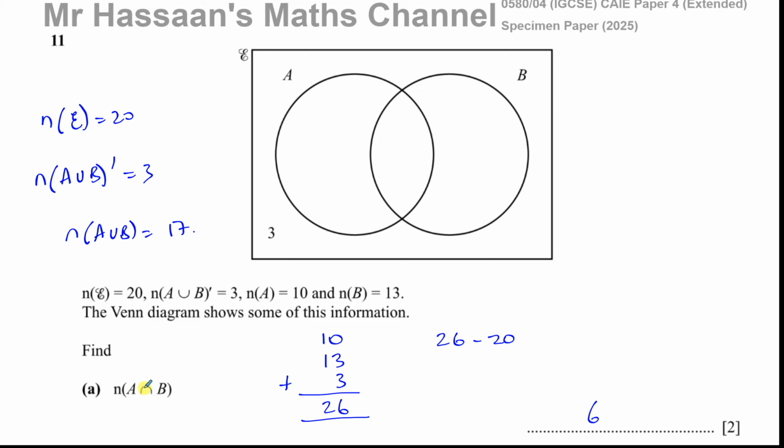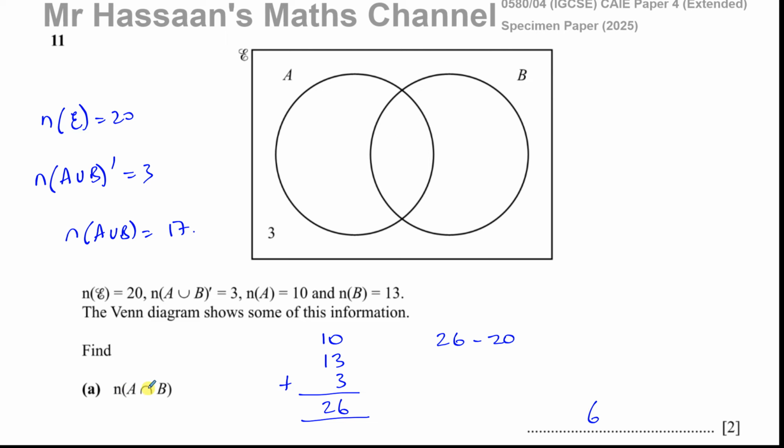The number in A intersection B means the ones that are in A and B. It has to be in both of them, so it's this section over there. A union B means it can be in A or it can be in B. A union B is like a smiley face: if it's in A, it's included, and if it's in B, it's included.